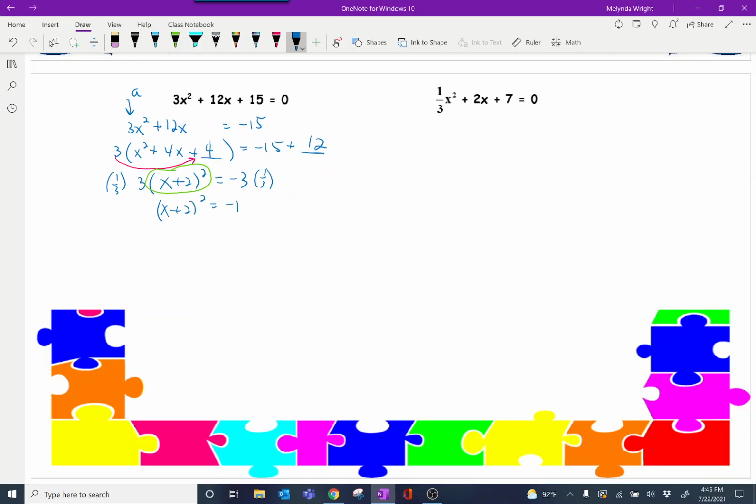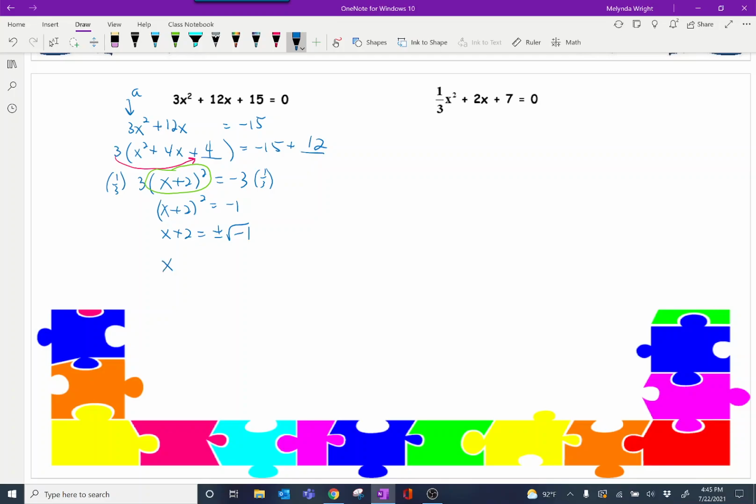Okay, great. So now we are in good shape. Now we want to go to our next step, which is to square root both sides. So x plus 2 equals plus or minus the square root of negative 1. Ooh, we got imaginaries going on here. Remember that from a previous lesson?